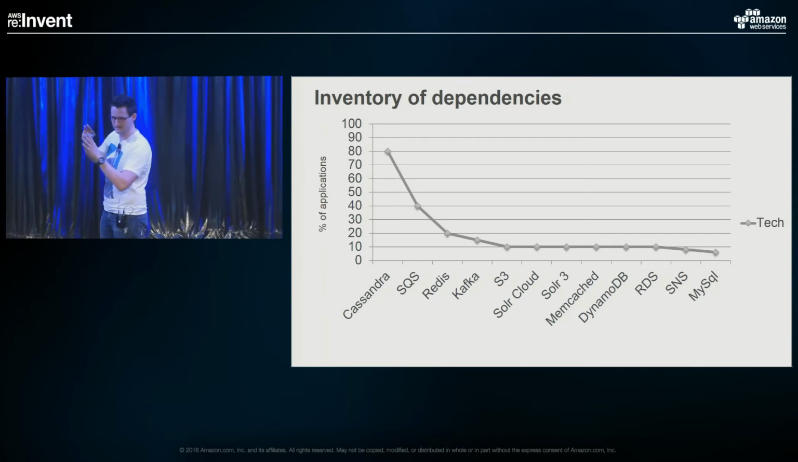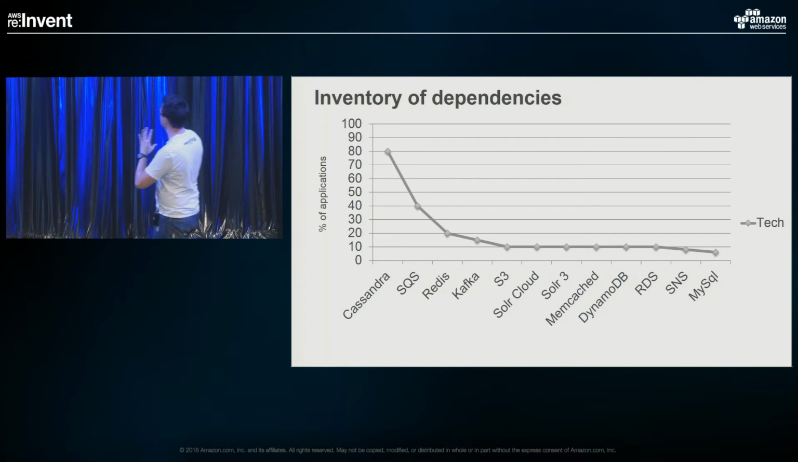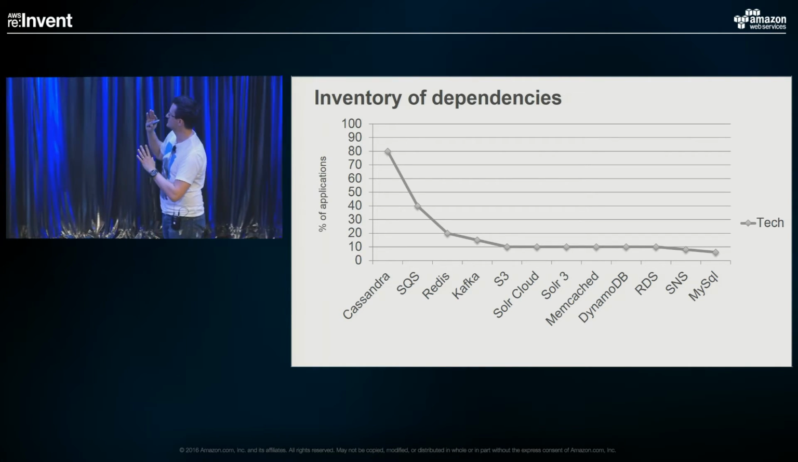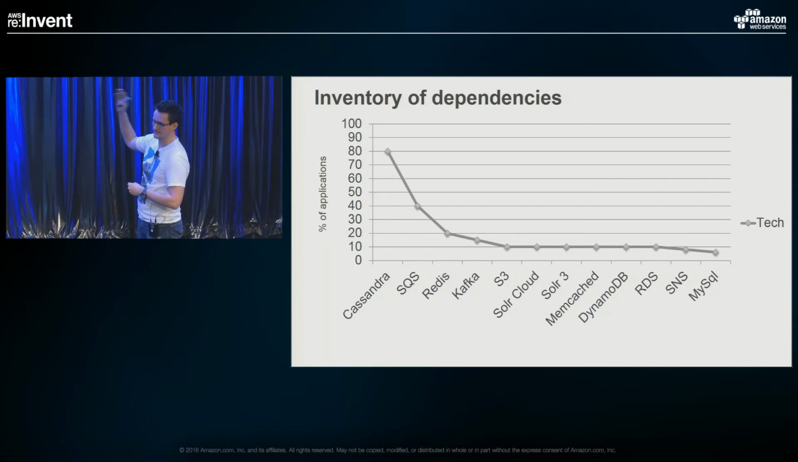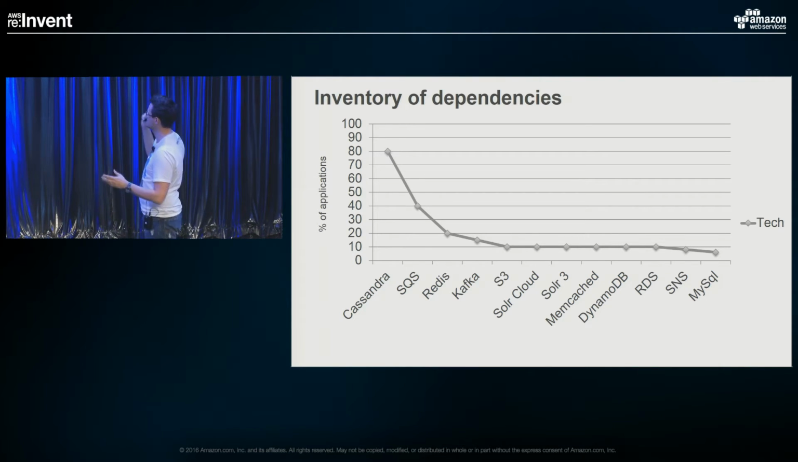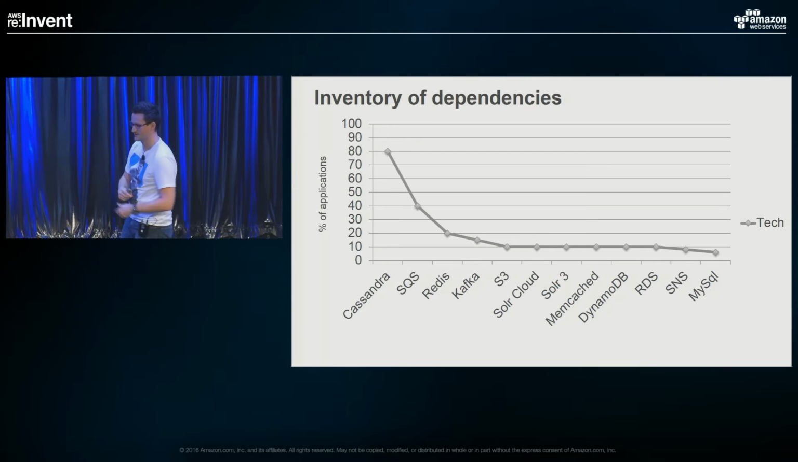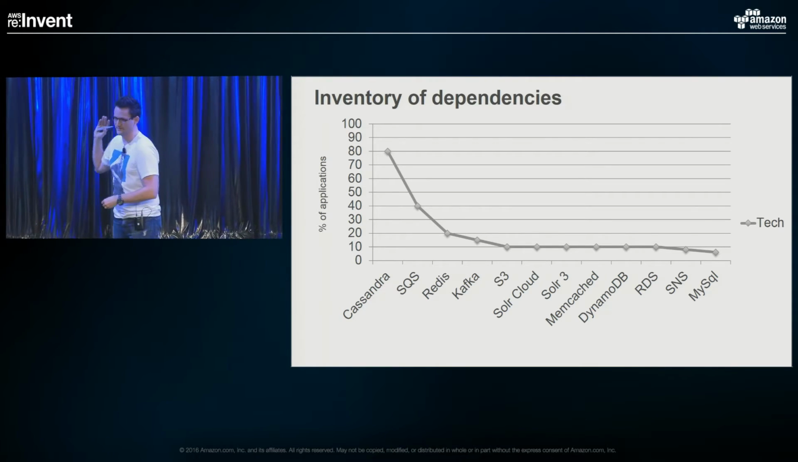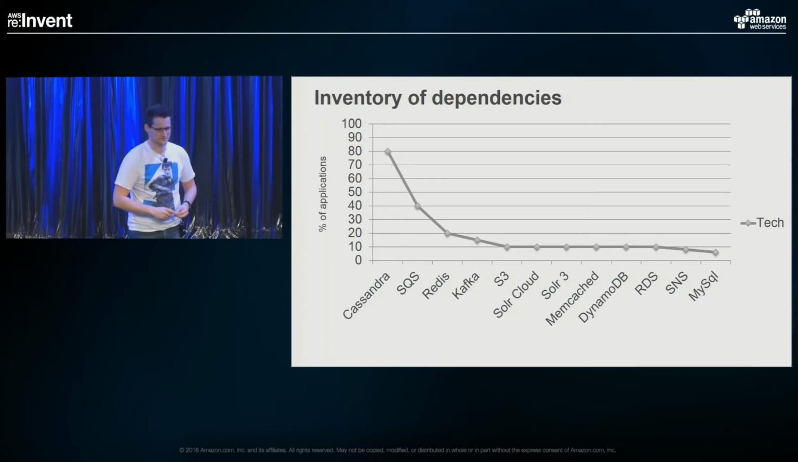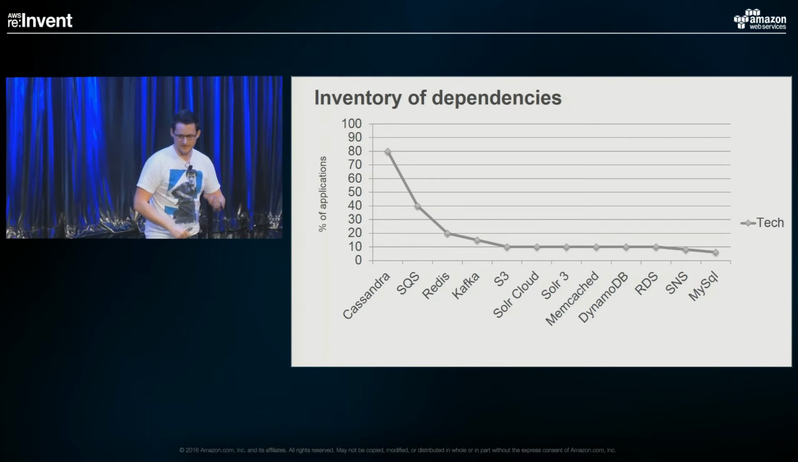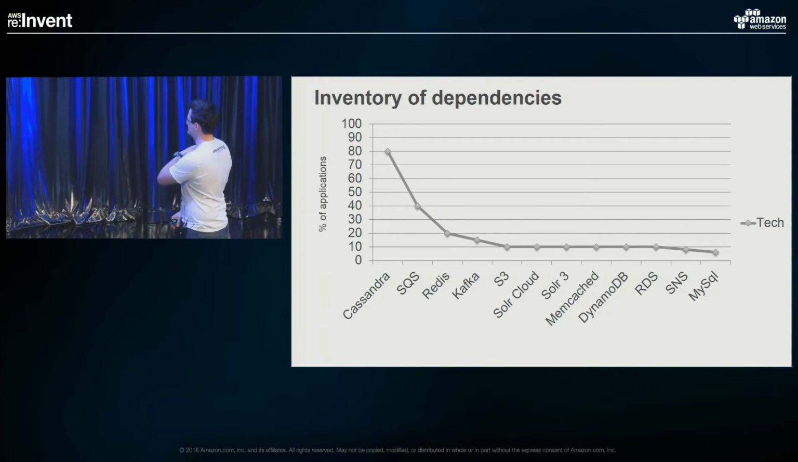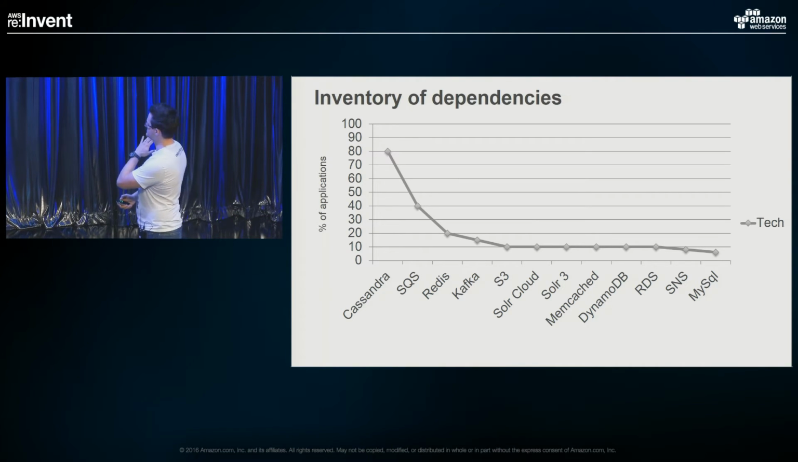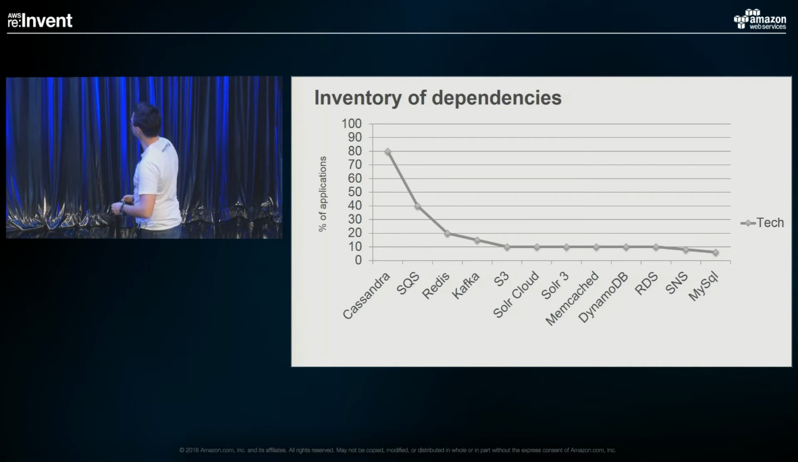This slide gives you an idea. You can see that we're really heavy on Cassandra usage. We use SQS, Redis, Kafka, S3, SolrCloud, and Solr 3, and a bunch of other things, and some I didn't mention because it would be just too much on one slide. So we have all of this and a bunch of microservices and services talking to those things.